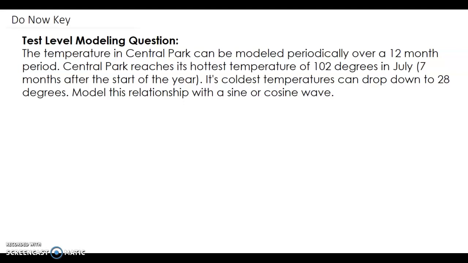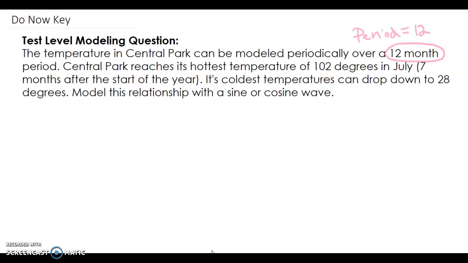Okay, PCH, let's go over one more modeling problem as a class to really stamp the process for us. It tells us that the temperature in Central Park can be modeled periodically over a 12-month period. Let's stop right there. What is this sentence telling us about our function? Yeah, it literally tells us that the temperature is modeled periodically over 12 months. Once 12 months have gone by, the cycle begins to repeat itself. And so it's telling us that the period of this function is 12.